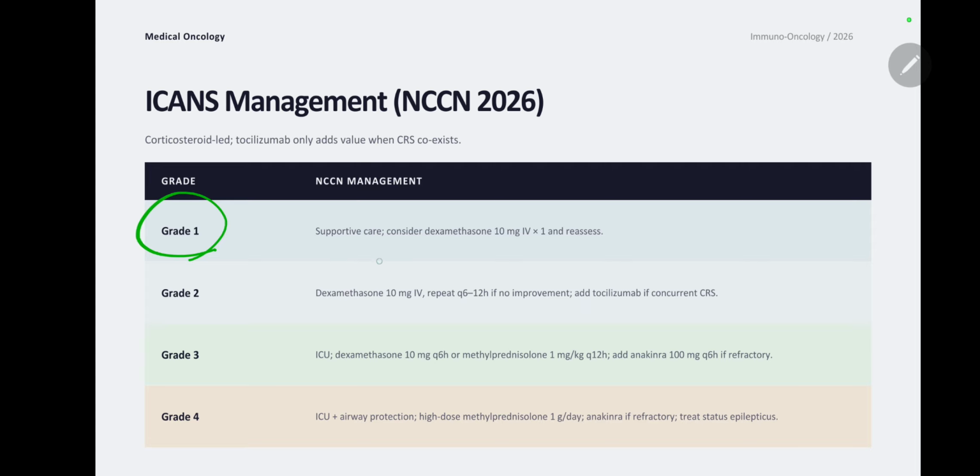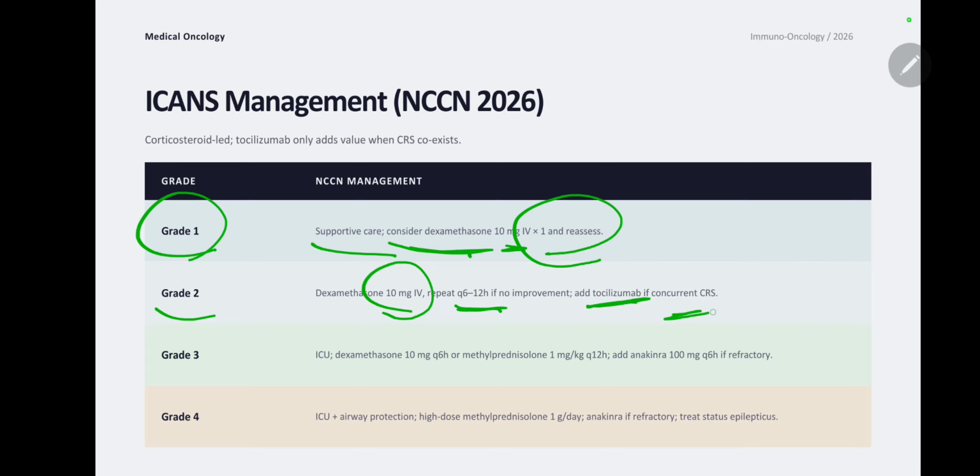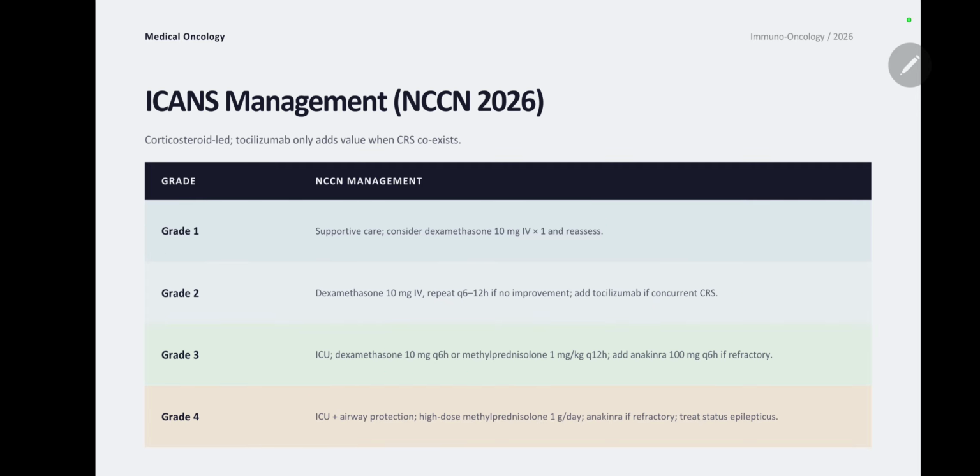If grade 1, that is only supportive care, and consider dexamethasone 10 mg as a single dose. Grade 2: dexamethasone, but repetition is BD, and tocilizumab if CRS is present. Grade 3: dexamethasone every 6 hourly, and methylprednisolone 1 mg per kg every 12 hourly. Grade 4 needs ICU.